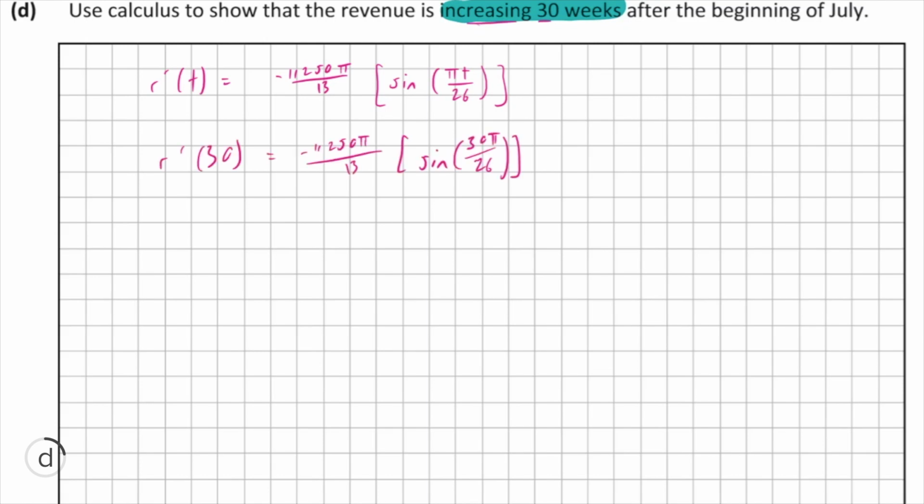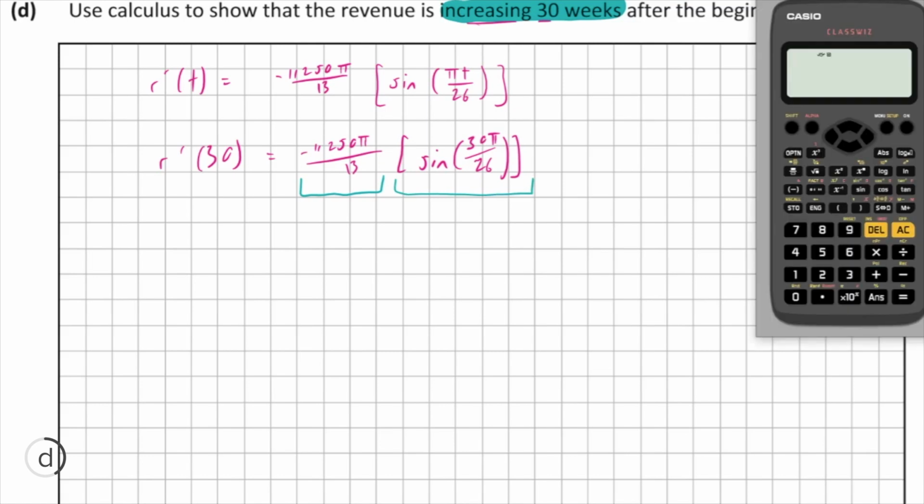So here we have r dash 30, and now in order to find whether or not this whole thing is positive or negative, we're just going to consider that this part of the expression is negative. So therefore, if this part is negative as well, the overall expression is going to be positive because we have two negatives multiplied together. So we're just going to find sine 30 pi over 26.